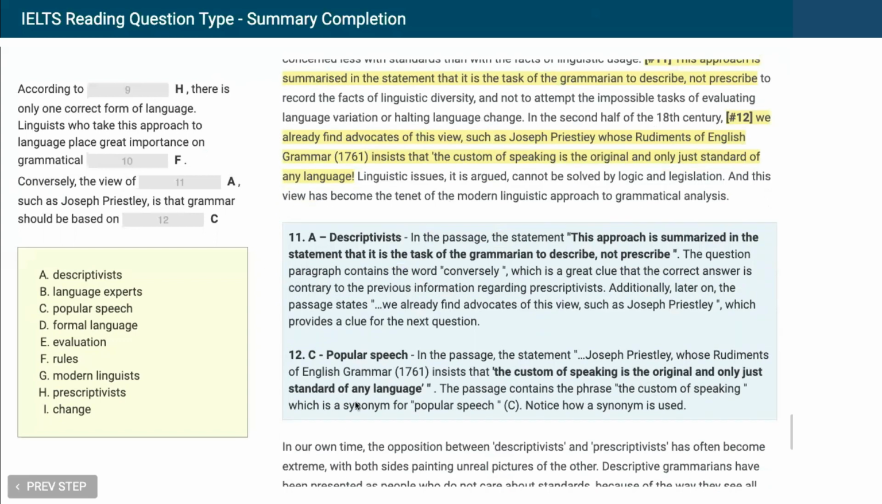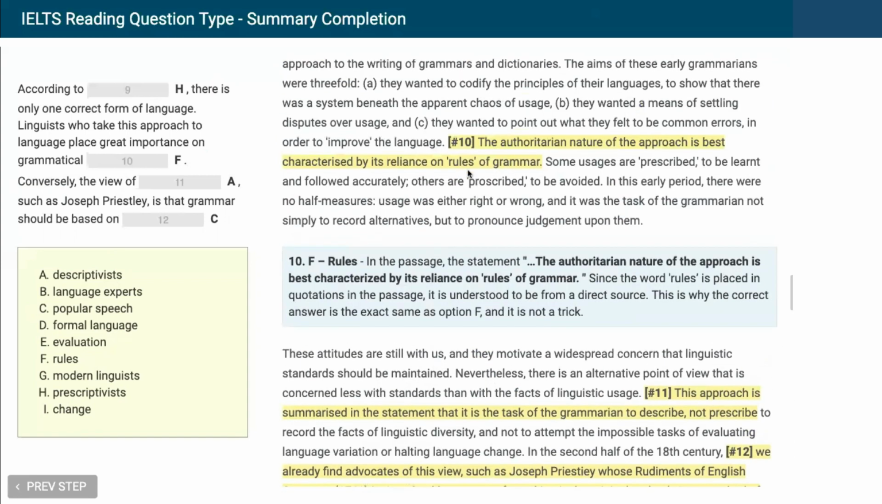And you see how they did come in order. They were confined to a particular section, which is common for this question type. So that was excellent. And the important thing to note is that the only word that was exactly the same in the passage as in our box was rules. And again, that's mostly because that was in quotation marks. And so rules either came from a direct source or it was a word that was given more emphasis. So it wasn't a trick in this case.